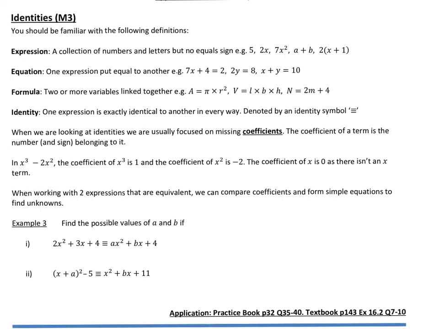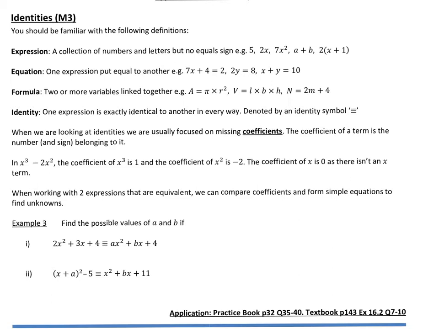An identity is an expression where each part is identically equal to the other. So for any value of x, it is true. So in 7x plus 4 equals 2, that is only true for one particular value of x. Similarly for x plus y equals 10, there are different values for which that's true. But for an identity, both sides must be true for every single value of x.